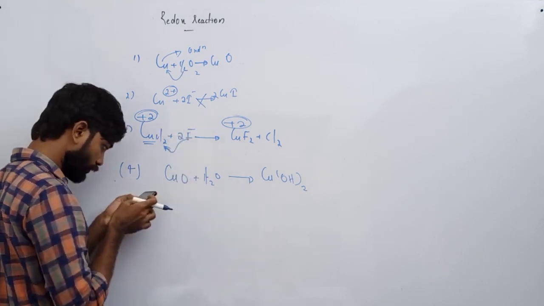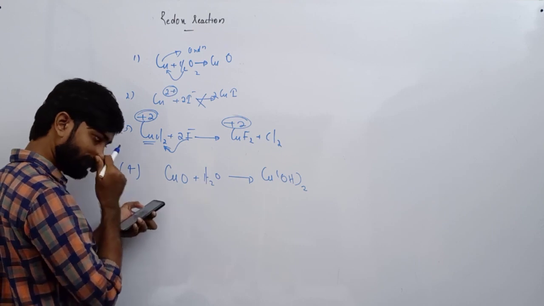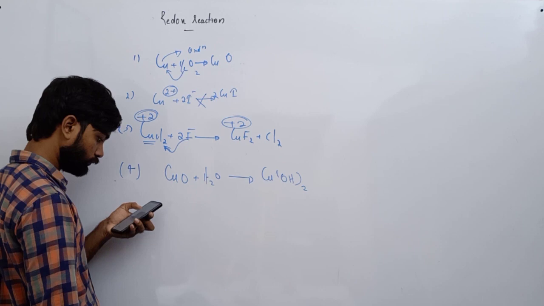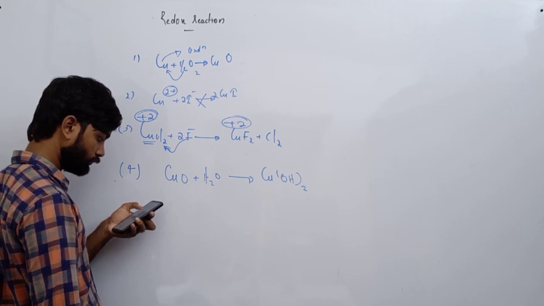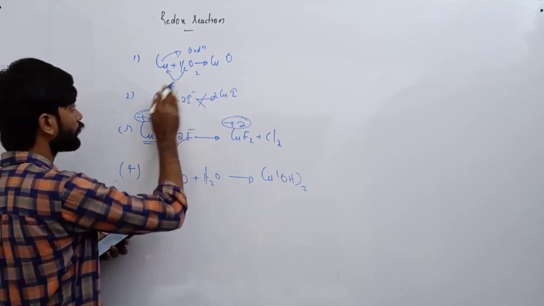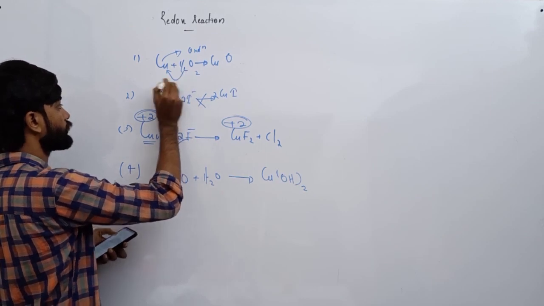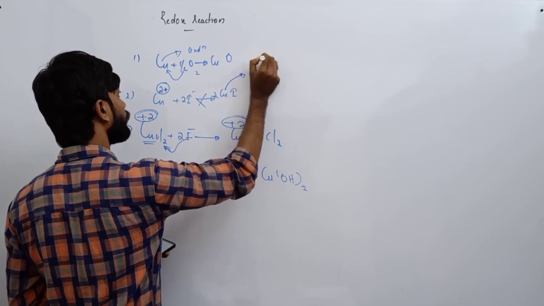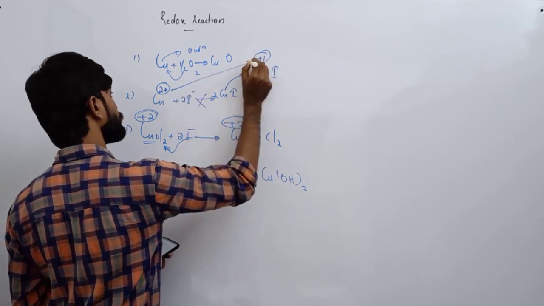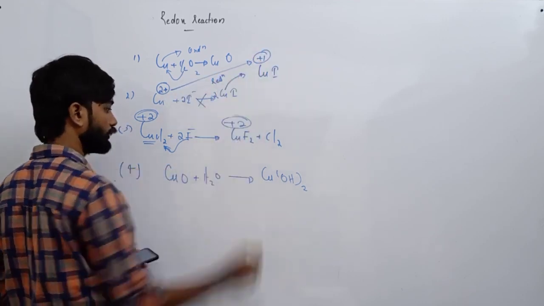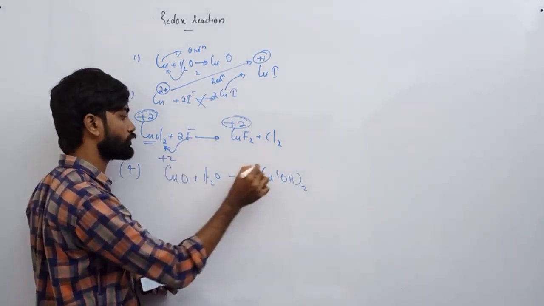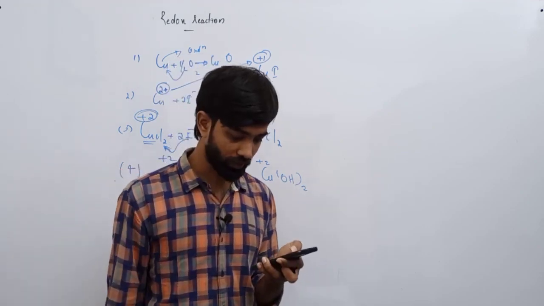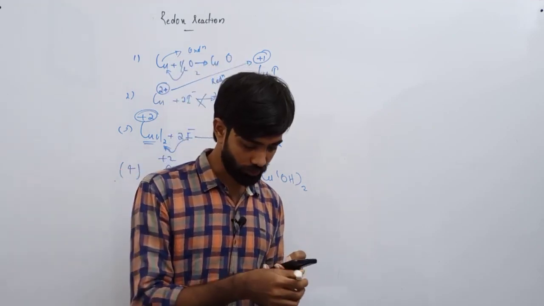Here the copper is in +2, right? And with CuI, the copper is in +1. Agreed? So there is a reduction. Here also copper is in +2, so no reduction. So we can choose choice 2. Two is the choice.